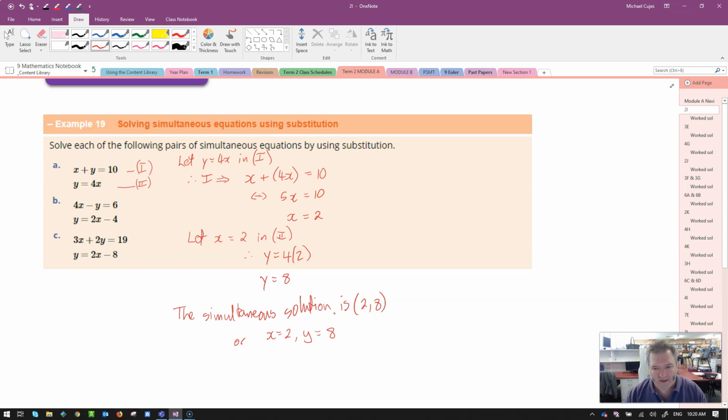I'm going to do another one of those, but if you're already confident, you can try it yourself first. Have a go at that one there. 4x take y equals 6, y equals 2x take 4. Pause the video, see how you go, follow the steps, follow the working. Then start it up again and we'll see if our answers match each other's. All right. You do that now. I'll see you in a few seconds.